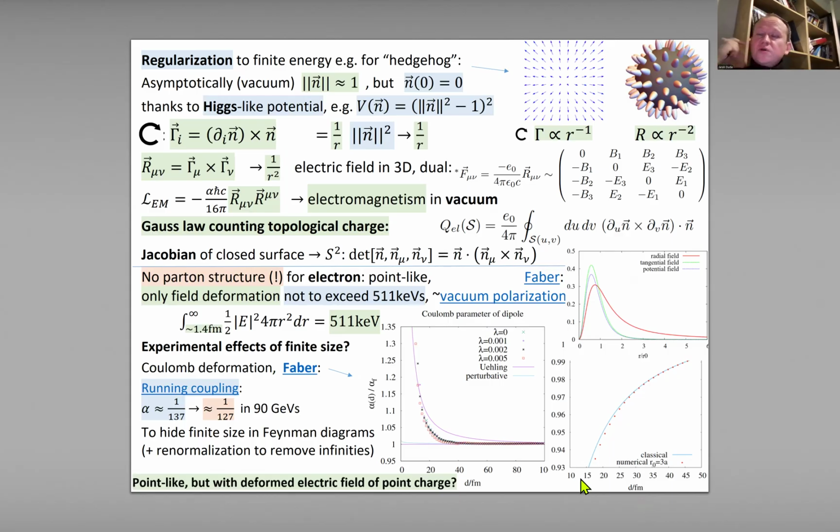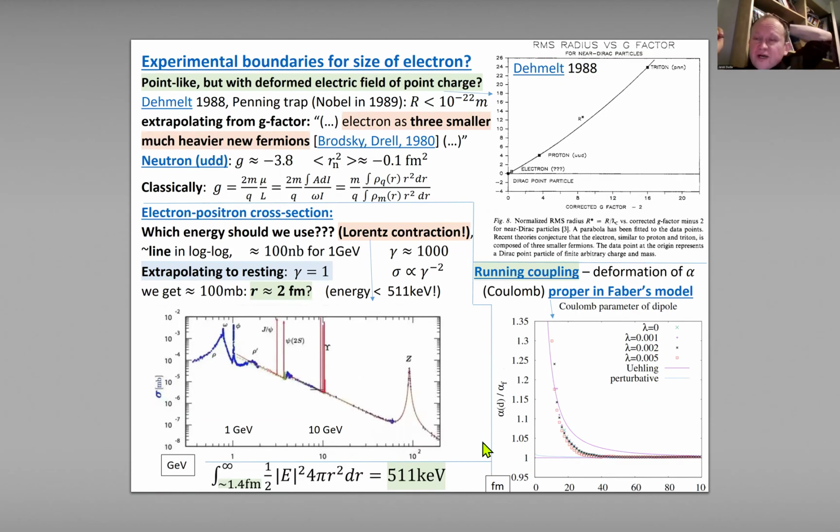Yeah, so the Coulomb interaction becomes stronger, what is well known as the running coupling effect: the alpha is running, and the Coulomb interaction becomes stronger for very high energy, meaning very low distance. So Martin Faber has shown that indeed this effect, this regularization of infinity to finite energy, leads to the running coupling effect. So we get agreement with the running coupling.